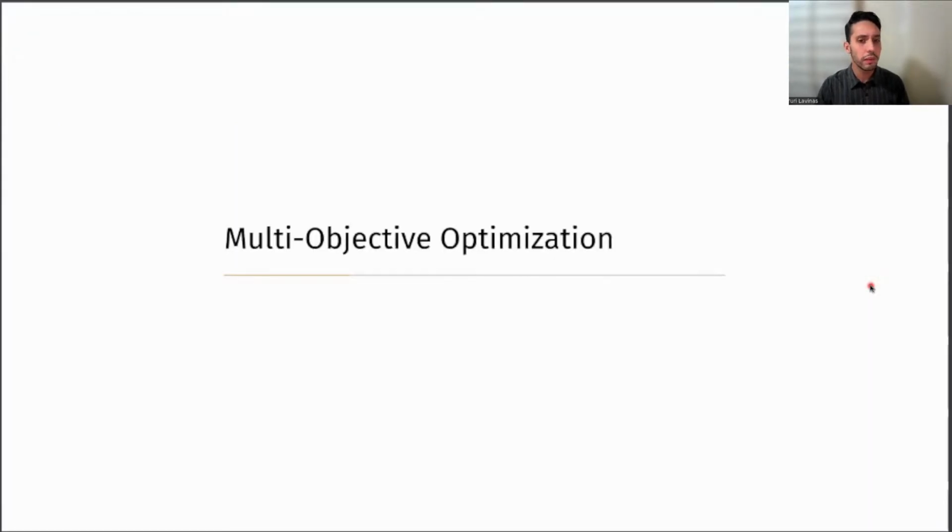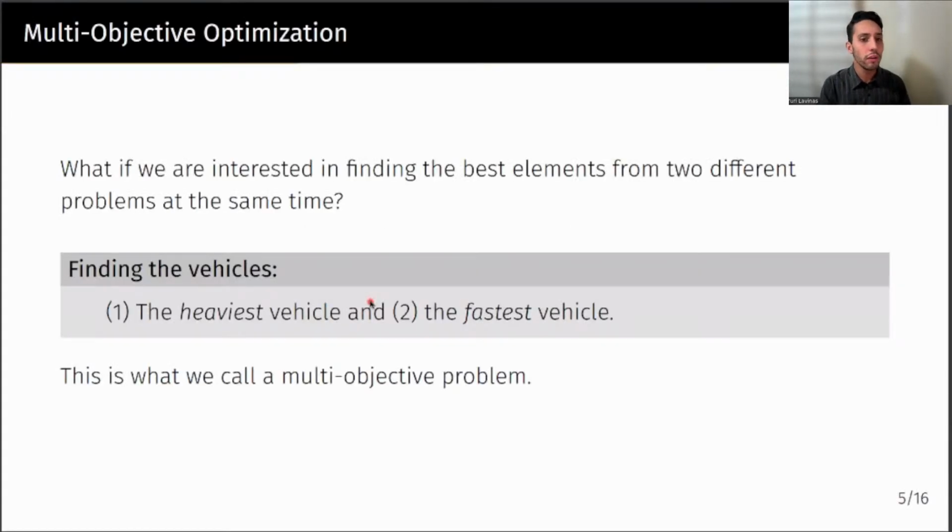All right, but what is multi-objective optimization? What we are interested in is finding the best elements from two different problems at the same time. We want to find vehicles that are heavy and that are fast. That's what we call a multi-objective problem, because we have two or more objectives that we are interested in.